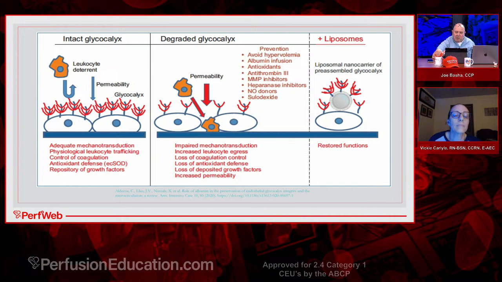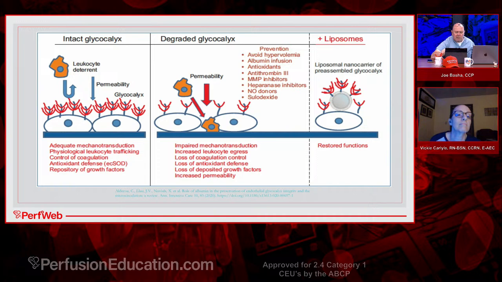Albumin infusions are critical to benefiting the patients and maintaining the integrity of your endothelial glycocalyx, antithrombin 3. I don't know what MMP inhibitors are, heparinase inhibitors, nitric oxide donors, and sulodexide. I don't know what that is either. Do you know what those are, Vicky? No.